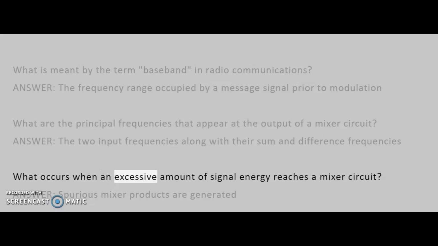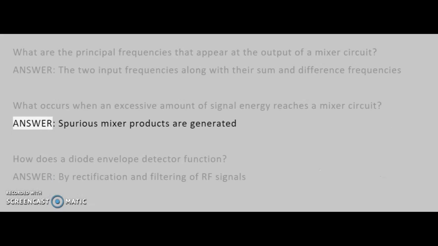What occurs when an excessive amount of signal energy reaches a mixer circuit? Answer: spurious mixer products are generated. How does a diode envelope detector function? Answer: by rectification and filtering of RF signals.